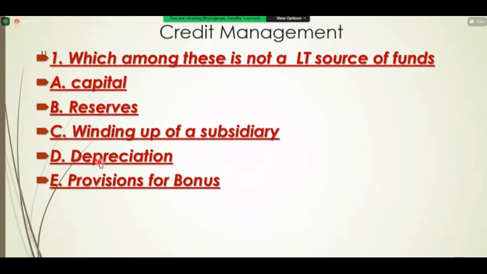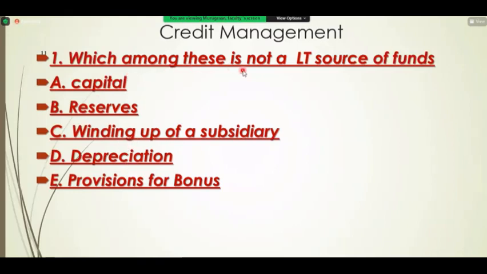depreciation is lowering the value of assets. So depreciation means the value of the assets is getting reduced. When the value of the assets is reduced, indirectly it means you are getting funds, a source of funds. So that is why depreciation is always a long-term source.